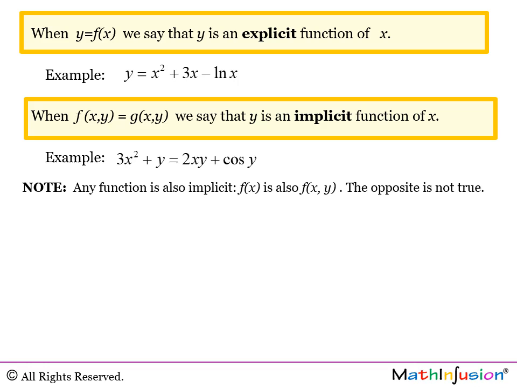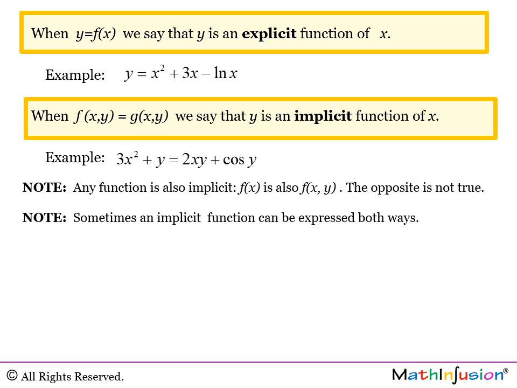Please note that any explicit function is also implicit, because f(x) is also f(x,y), but the opposite is not true. Pay attention. In an explicit function, you have y on one side of the equation and x on the other side. In implicit, you have x's and y's on both sides of the equation. Sometimes an implicit function can be expressed both ways.